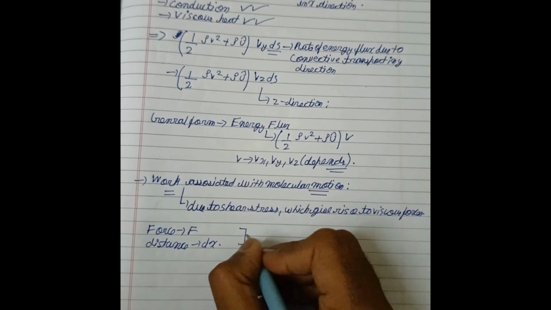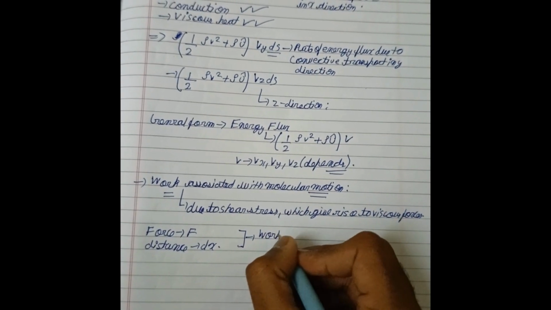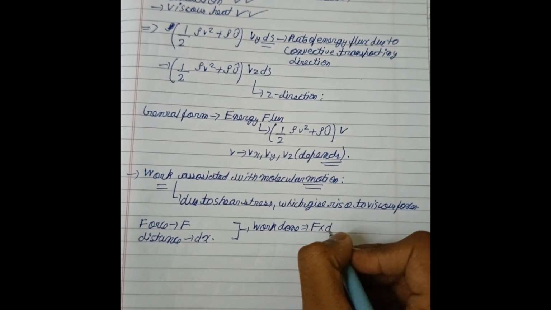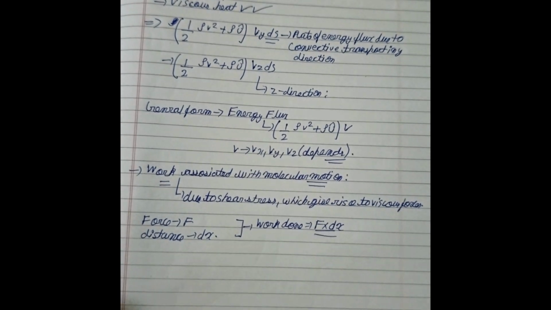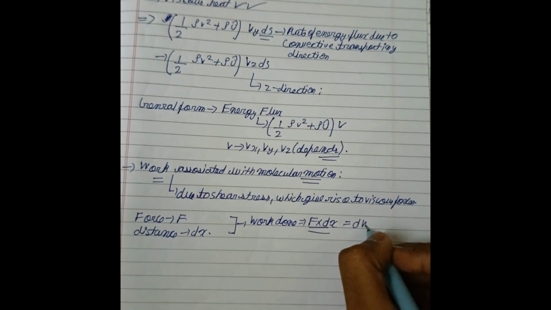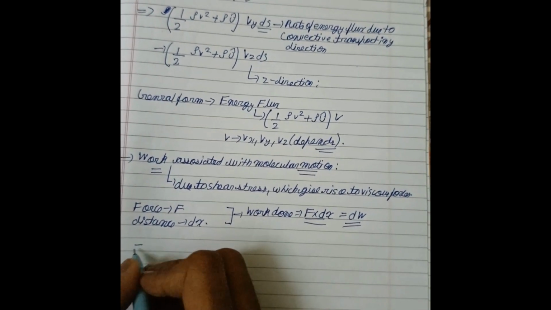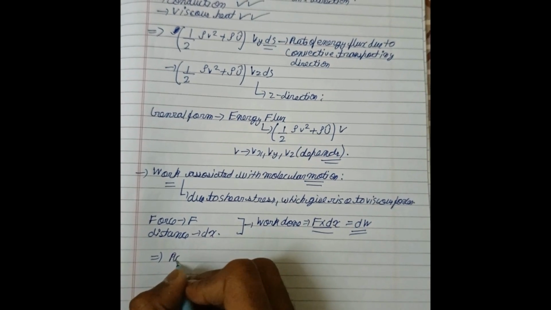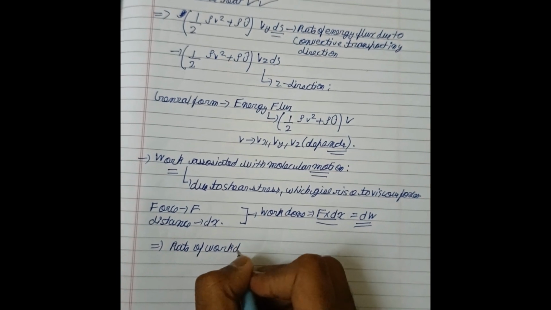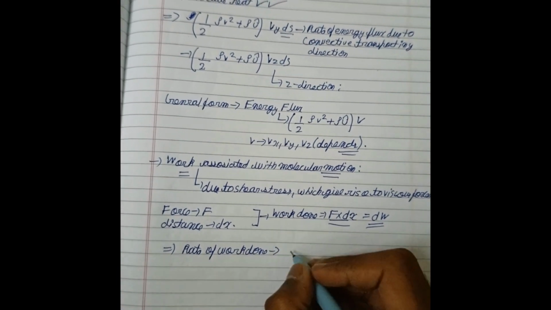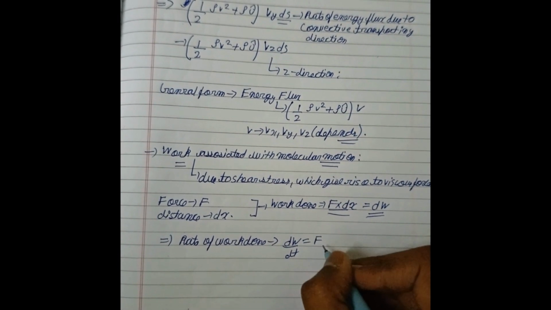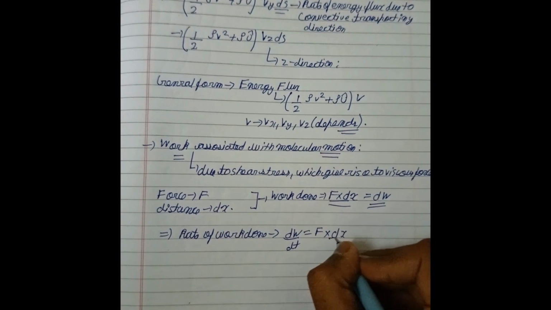So what will be work done? Work done is nothing but force into distance, so that is going to be force into dx. F dx will give work, and definitely it is done on a small distance, so that is going to be dw. Now suppose we have to write rate of work done. How can we write? We can divide by dt on both sides. dw by dt is equal to F into dx by dt.